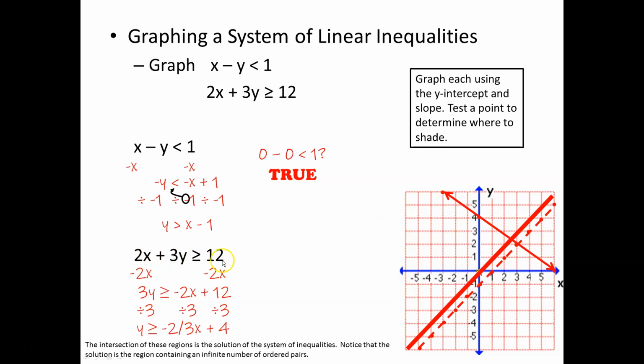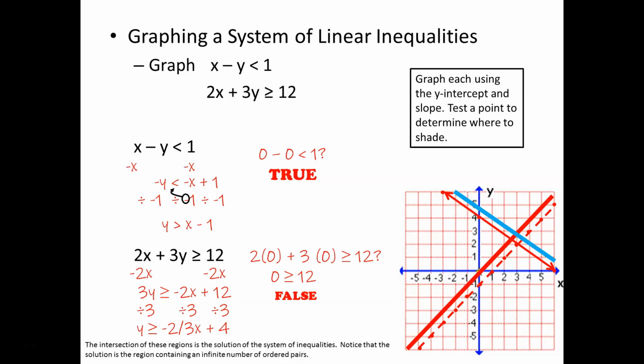Then we're going to do the same thing. We're going to test our (0, 0) point. We have 2 times 0 plus 3 times 0. Is that greater than or equal to 12? Is 0 greater than or equal to 12? No. So we're going to shade not the side that includes 0. We're looking at this line right here. We don't want to include the part that has 0, so we're going to be shading up here.